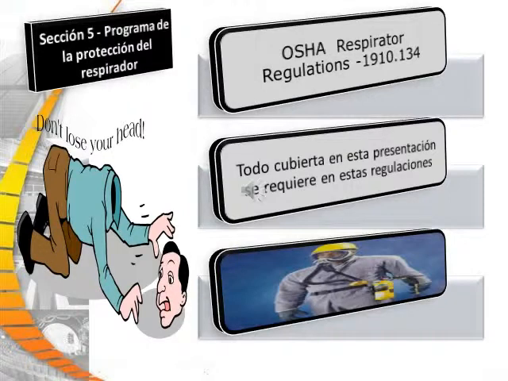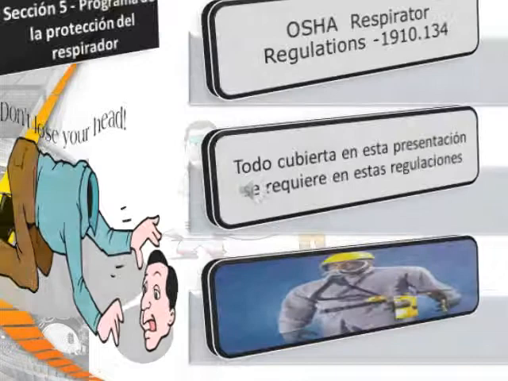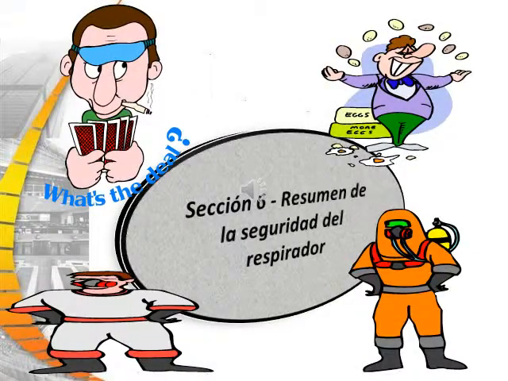OSHA respirator regulations are covered under 1910.134. Everything presented in this presentation is required in these regulations. Section 6, Respirator Safety Summary.